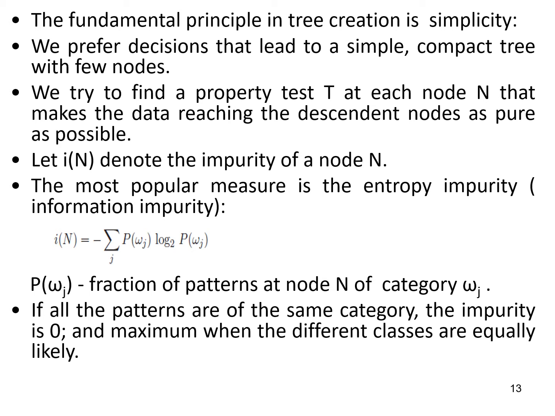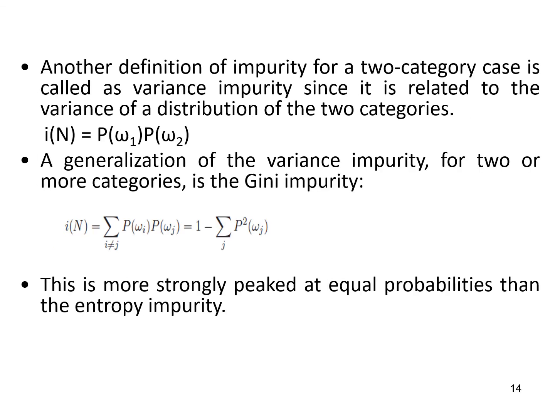The impurity is maximum when the different classes are equally represented. Another definition of impurity for a two-category case is called the variance impurity, since it is related to the variance of a distribution of two categories. I(n) equal to P(ω1) multiplied with P(ω2). A generalization of the variance impurity for two or more categories is the Gini impurity, and it is given by I(n) equal to summation over i not equal to j of P(ωi) P(ωj), and this is equal to 1 minus summation P squared(ωj). This is more strongly peaked at equal probabilities than the entropy impurity.